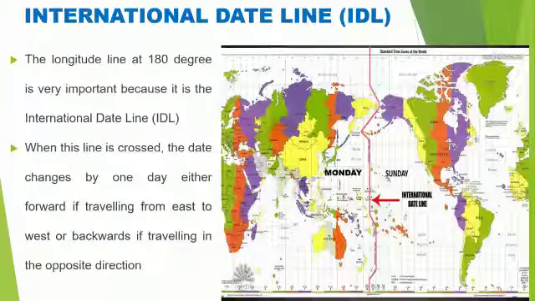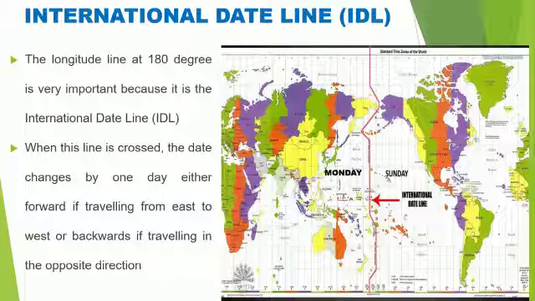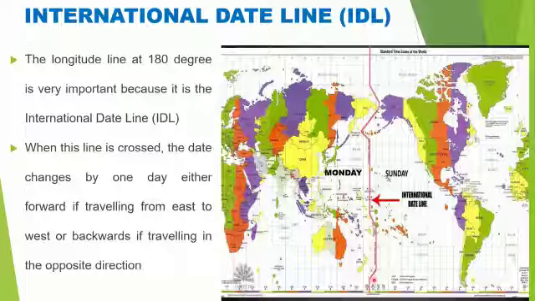International date line. The international date line is an imaginary line of demarcation on the surface of the Earth that runs from North Pole to South Pole and demarcates the change of one calendar day to the next. The longitude line at 180 degree is very important. When this line is crossed, the date changes by 1 day either forward if traveling from east to west or backwards if traveling in the opposite direction.